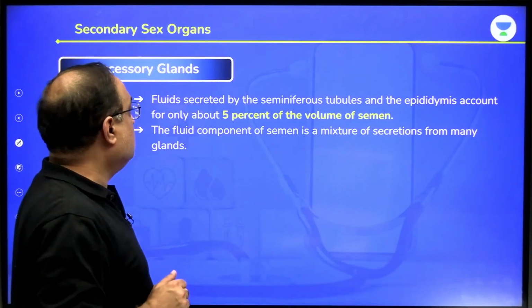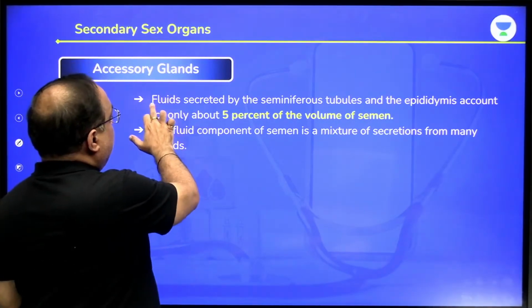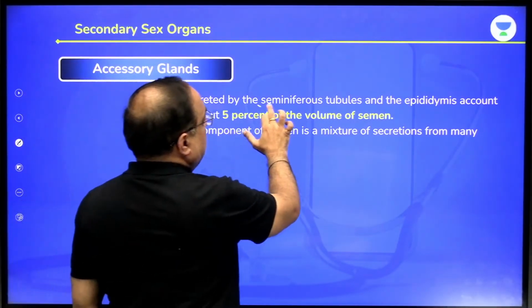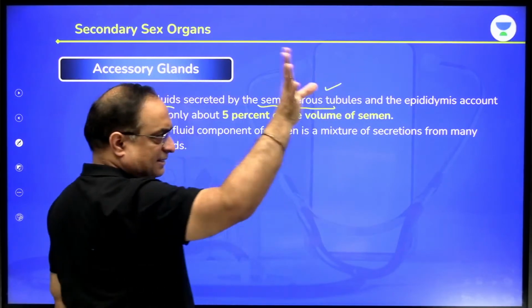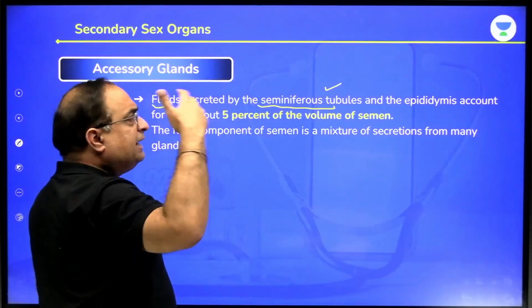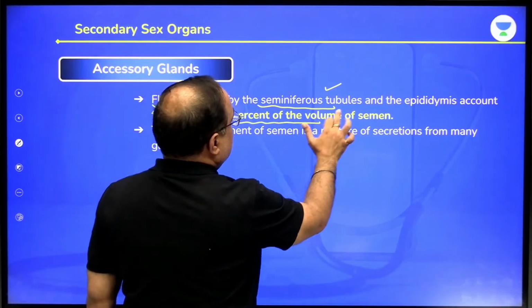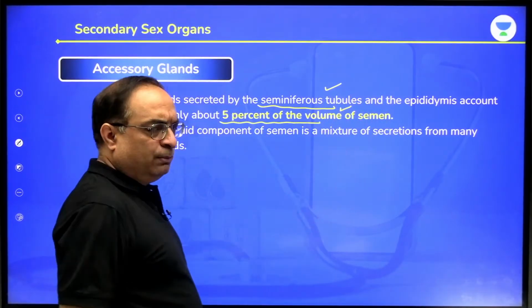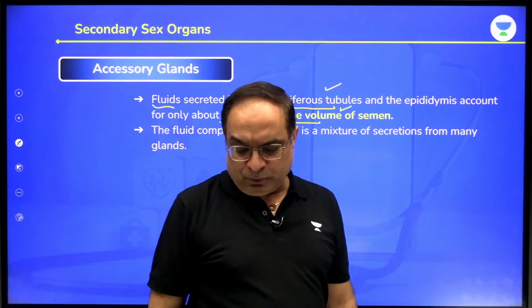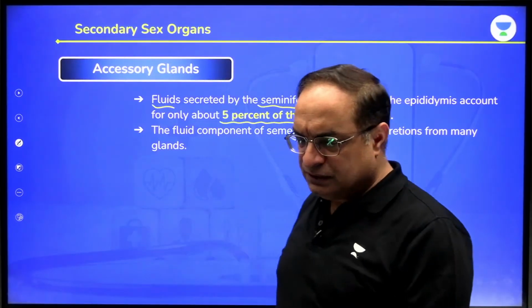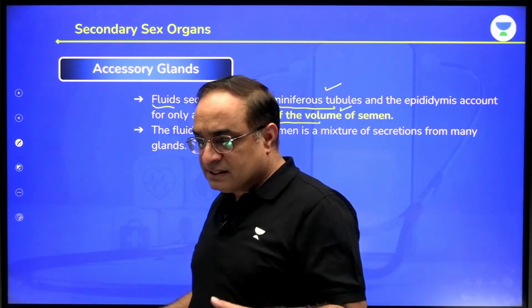See, first of all, the fluid secreted by seminiferous tubules which are inside the testes, they are also producing fluid. Epididymis is also producing fluid and this contributes nearly 5% to the total volume of semen. Semen is the male reproductive fluid. तो उसका 5% जो है fluid का, that is coming from where?